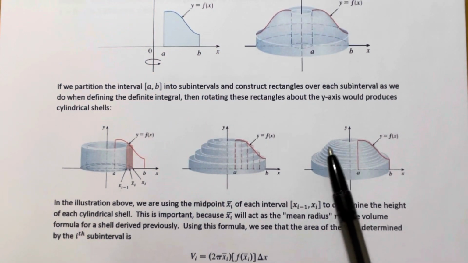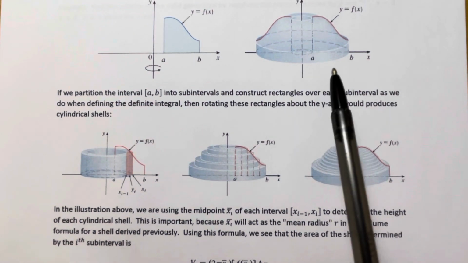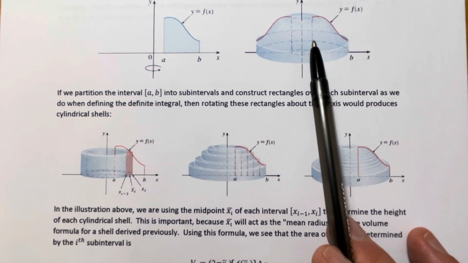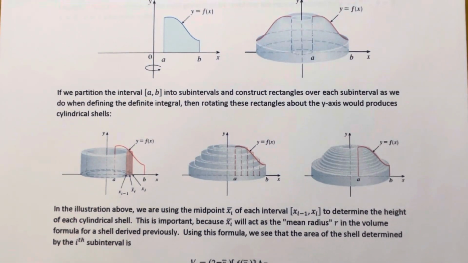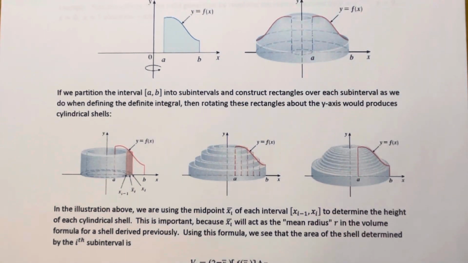I can see that the solid that I'm getting from these shells looks more closely like this actual solid that we want to find the volume of than this does. That's your clue that if you partition AB up into more and more subintervals, giving you more and more cylindrical shells, the volume of this approximating solid is going to get better and better. We would expect that if you applied a limit to the number of those subintervals as the number goes to infinity, that becomes an accurate volume and not just an approximation anymore.